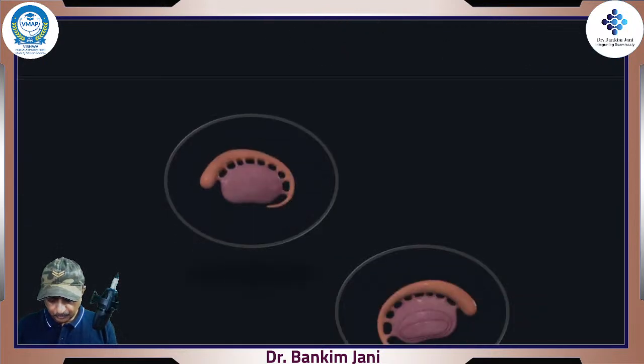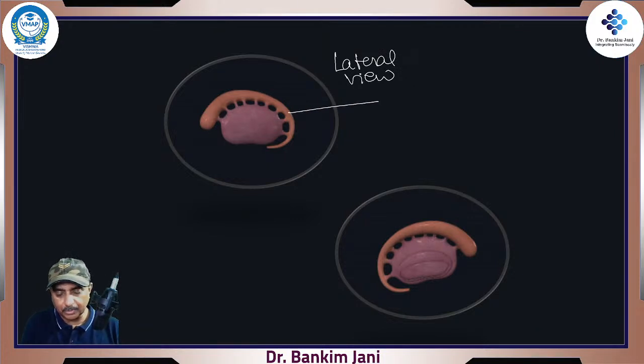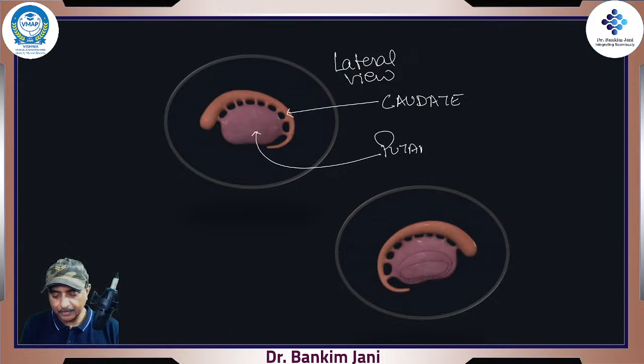Now, let's see this. This is as we are watching it from the lateral side, so this is a lateral view. That's the caudate. There should not be any problem in understanding, right? This is the caudate, and this one is putamen. We won't be able to see the globus pallidus.